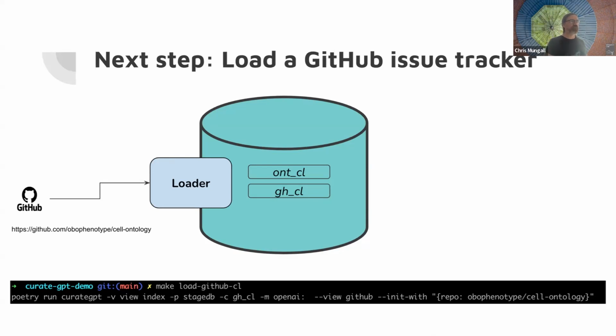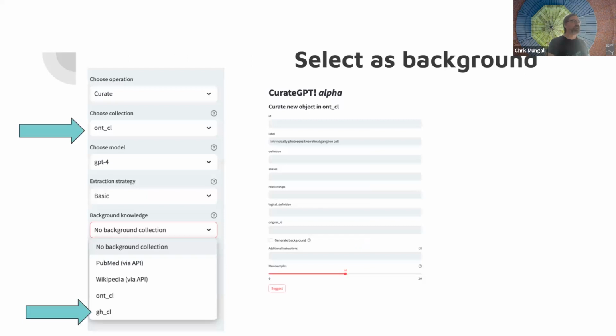So we now have two collections in our database, OntCL and GitHub CL. Now we can go back here. We keep the main collection that we've selected to be the cell ontology itself, but then you'll see there's this other box down below called background knowledge, and we can use any of the other dynamic or static collections that we have in here. And here we're going to select using the cell ontology GitHub tracker as background knowledge.